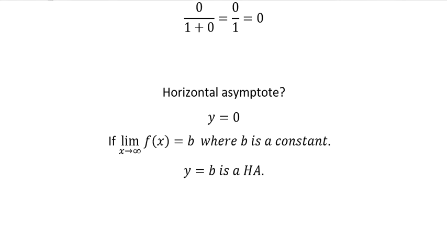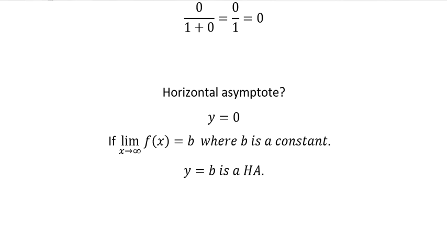So then we're asked about a horizontal asymptote, and yes, we have one, and it's at y equals 0. And a little tip is when you're doing your homework, always write it as an equation with the y and the equals sign. Don't just put the number. It'll get marked wrong. So we have a horizontal asymptote at y equals 0 because if the limit as x approaches infinity of a function equals b, where b is a constant, then y equals b is the horizontal asymptote.